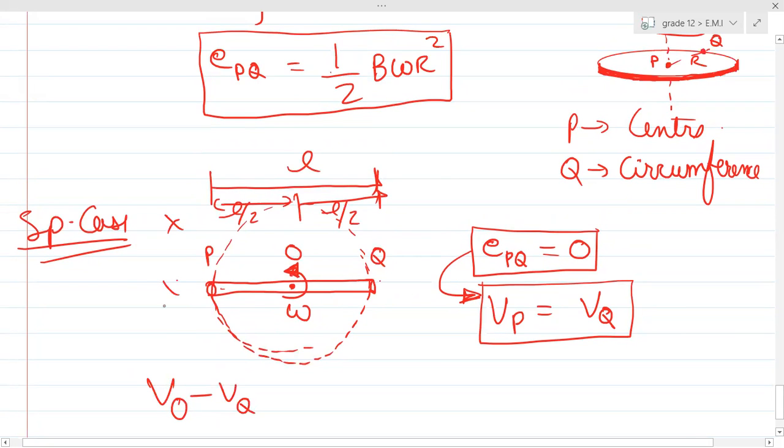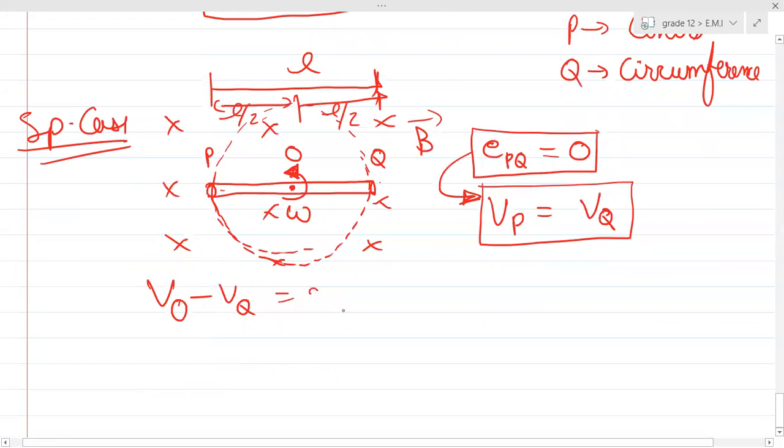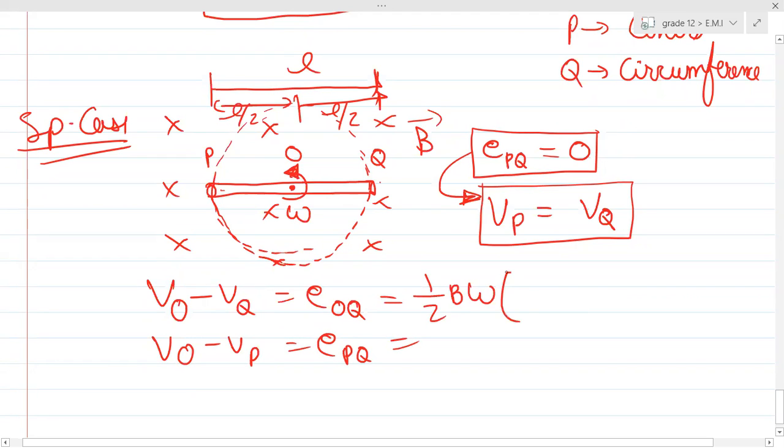Sir, why are you taking this as big? Because I'm doing the same thing as the previous case. The direction, sense of rotation, everything is the same. Can you see the EMF across OQ and the EMF across OP? This will be equal to half of B omega times the length. What is the length of this rod? L by 2, right?